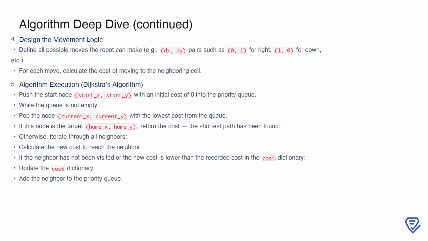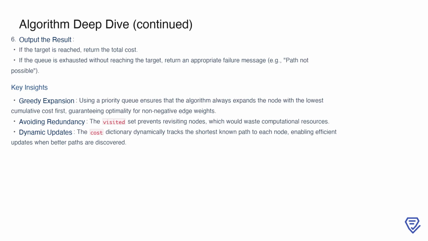Otherwise, for each neighbor of the current node, we calculate the cost to reach it. If the neighbor hasn't been visited yet or we discover a cheaper path to it, we update its cost in the cost dictionary and add it to the priority queue. This ensures we're only expanding the most promising paths at each step. Once the algorithm completes, we output the result. If the target node is reached, we return the total accumulated cost as the solution.